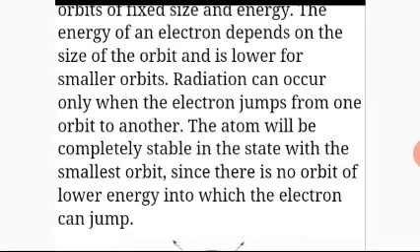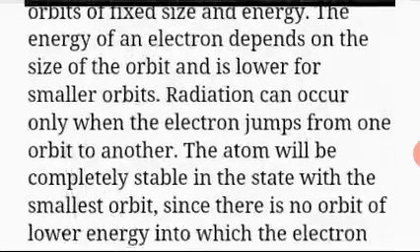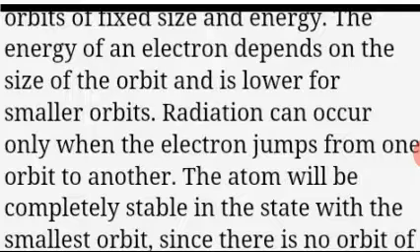But when an electron moves from lower energy to higher energy, how does it move? If it gains energy by absorbing energy, it moves from lower to higher energy. When it comes back, it emits radiation, and this is the atomic spectrum. The orbits of fixed size and energy, the electron moves from lower to higher energy level. I am talking about this.